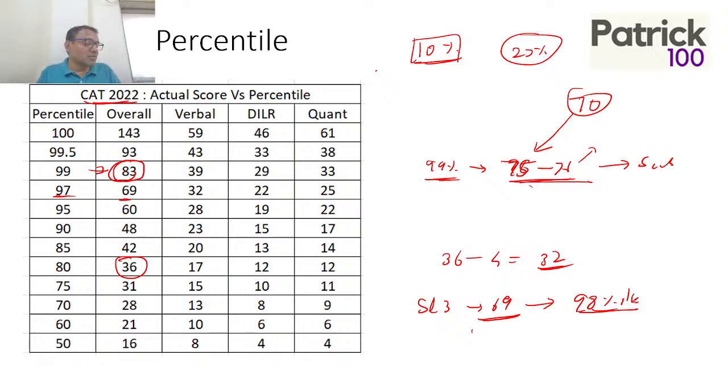For example, slot 3, 81 marks. I'm just giving an example, it would be around, say, 93 minus 9, which will give you around 84. 84 will be around 99.5 percentile. So 81 will be slightly less than that. I'm saying 99.4 or 99.3 percentile. So if you score 81 marks in slot 3, you will technically get around 99.3, 99.4 percentile. Okay, this is Shivendra Singh's marks.